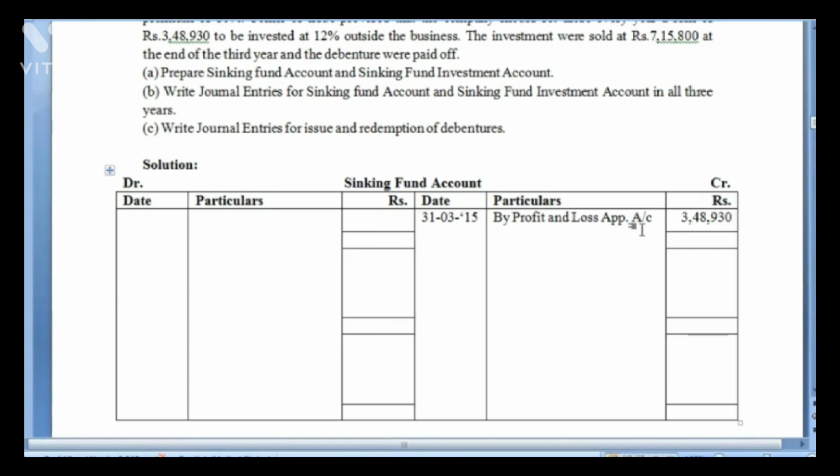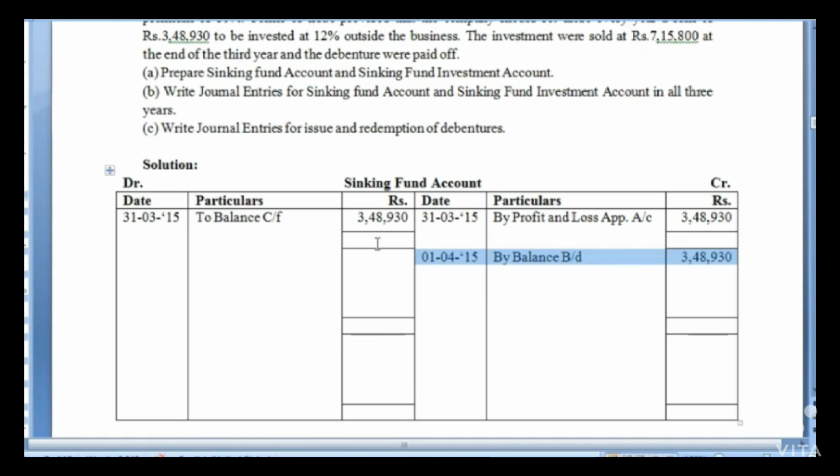Profit and loss માંથી અહીંયા રકમ લાવી દીધી છે. Now the year completed, and on that year you just transfer the balance to balance carried forward, and the same balance you shown here by balance brought down, right? First year is successfully completed. Okay, this is the account, the total. So this is the formality of first year.